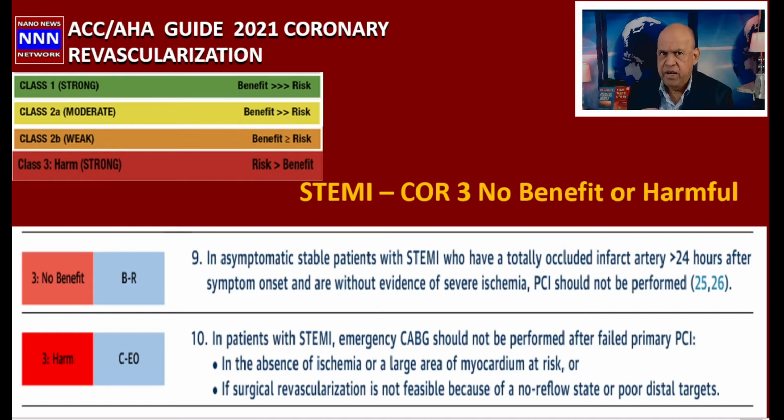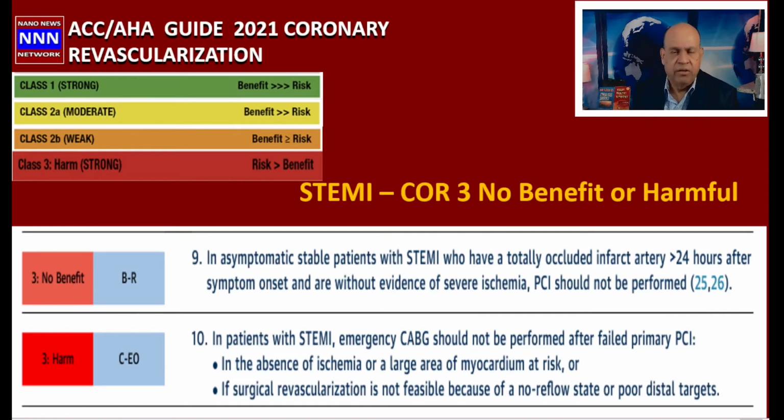Things need to be evaluated, look at the amount of myocardial tissue in jeopardy through nuclear test or PET, and then decide, because CTO is a long procedure and they certainly don't want to do that in the presence of an acute myocardial infarction. Again, class 3, harm. In patients with STEMI, emergency CABG should not be performed after failed primary PCI in the absence of a large area of myocardial ischemia.